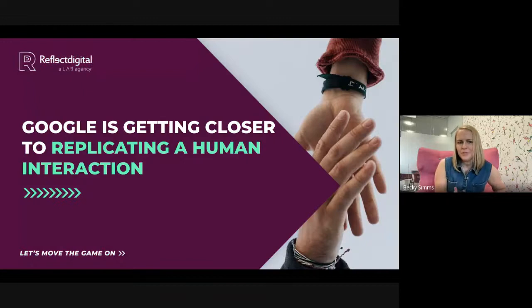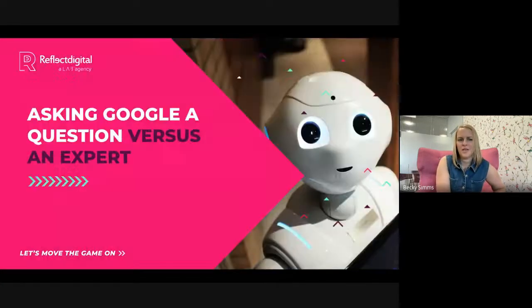Why is it important? Well, this is Google getting closer to replicating a human interaction. And as we're going to come on to talk about intent and being able to think about what as humans we need depending on what our intent is, this is great because no longer is it this long form content and really trying to prove that we're experts in what we're writing. We can do it through other means. And Google's getting really good at being the expert as opposed to the human.